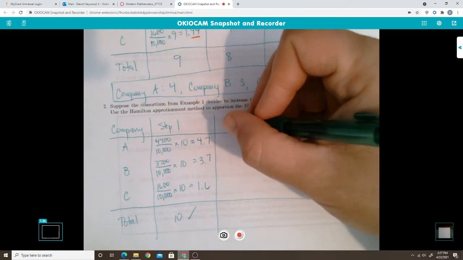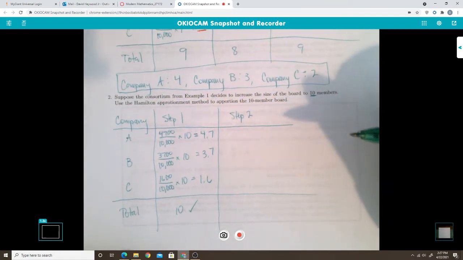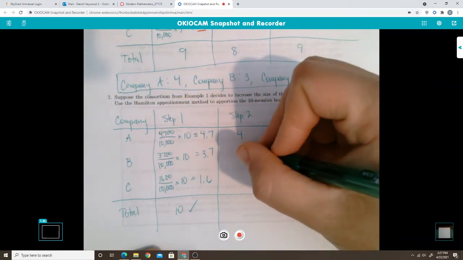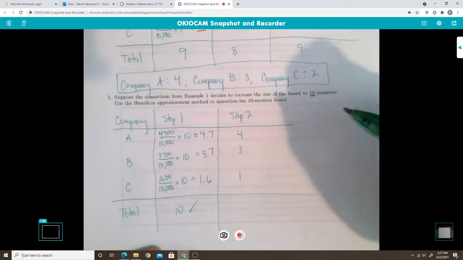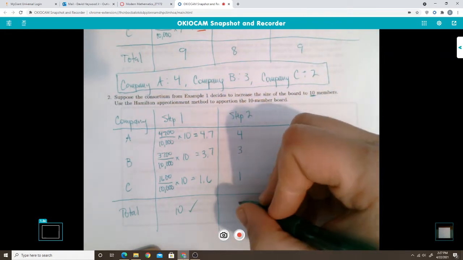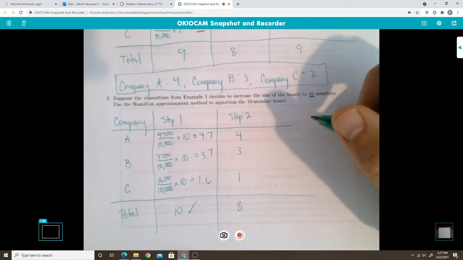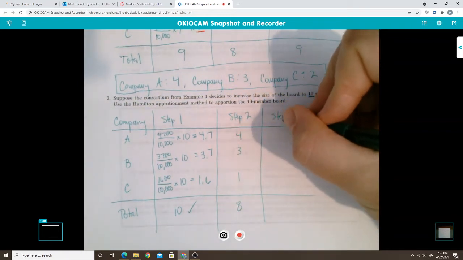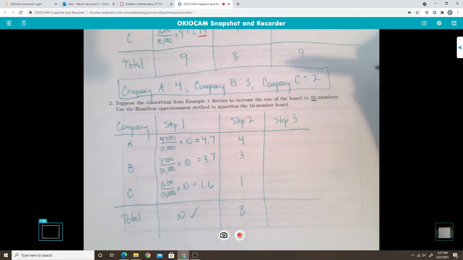But now step 2 is where we assign the integer parts. So company A is going to get 4 representatives, company B is going to get 3 representatives, and company C is going to get 1 representative. But notice that that comes out to just 8. So we need to assign some additional members. So step 3 is to assign some additional members, some additional representatives.